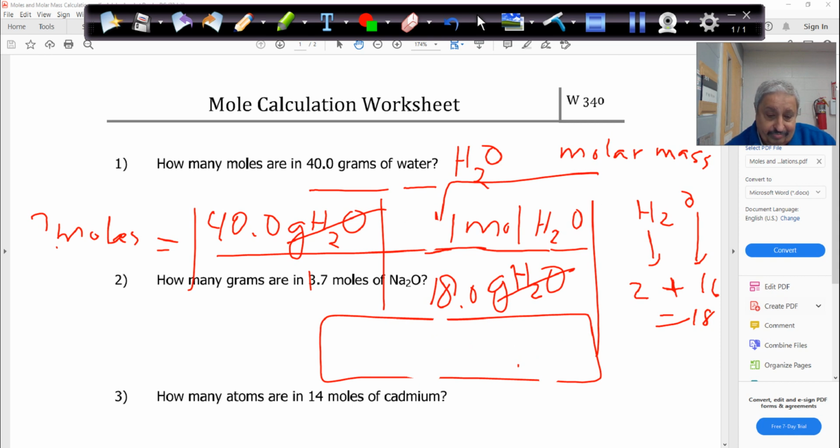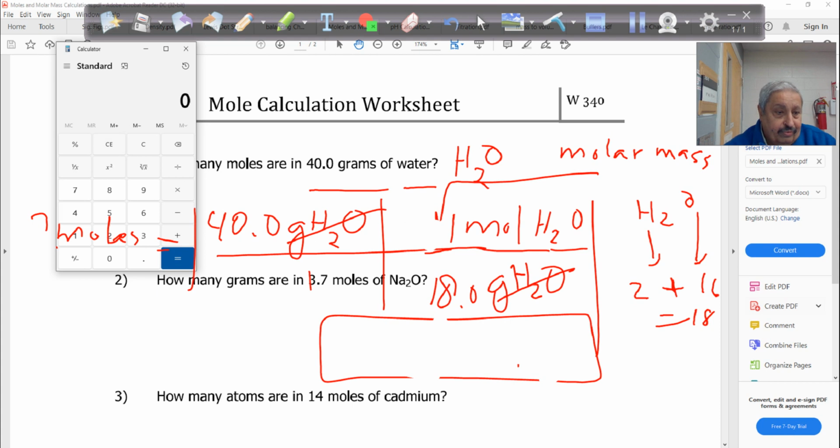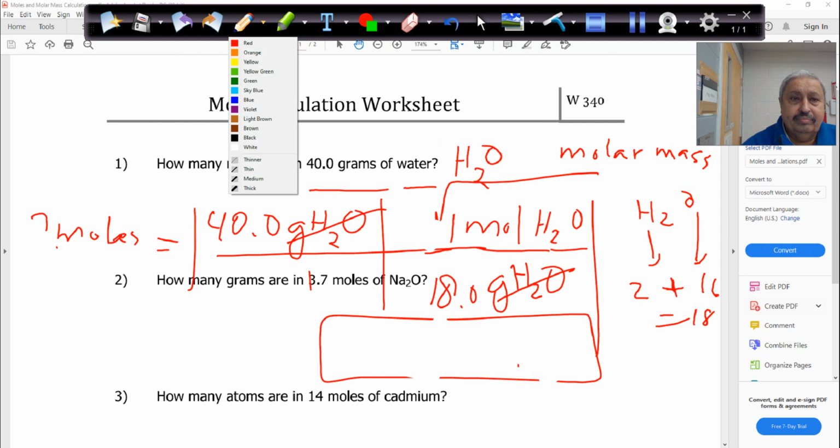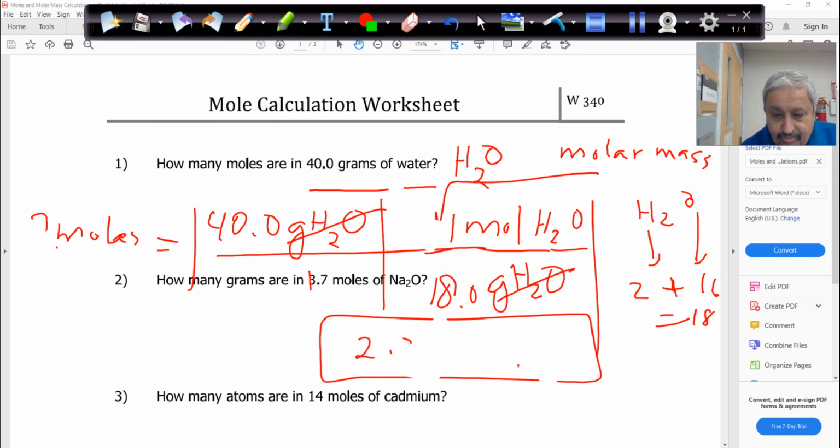So here it is. 40 here divided by 18. I'll take care of sig figs at the end. So this is 2 point, yeah, that's correct. 2.22 mole H2O. Okay, guys. Now this is H2O. We can take the second one. How many grams? The opposite. Number 2, how many grams? So 3 sig figs. So let's take the second one and calculate the grams out of the mole.